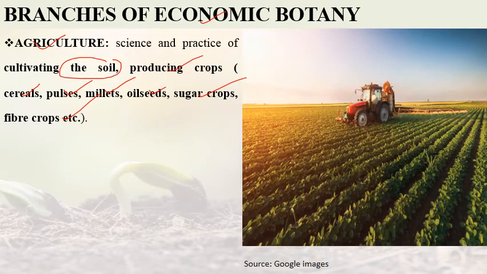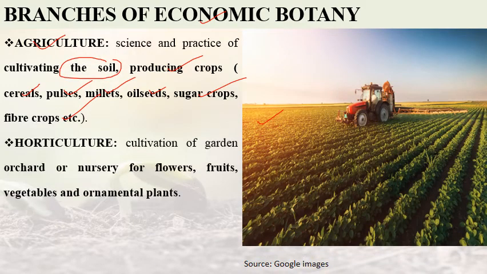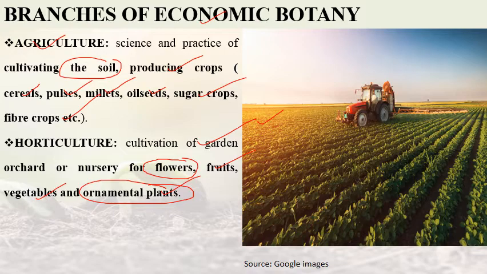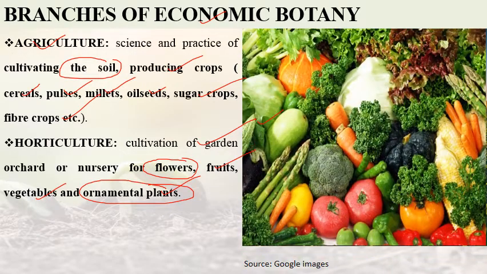Next comes horticulture. Horticulture is the cultivation of garden, orchard or nursery for flowers, fruits, vegetables and ornamental plants. So this branch of economic botany, horticulture, is where we cultivate orchards, gardens, and nurseries for flowers, fruits, vegetables and ornamental plants. So this branch of economic botany is known as horticulture.